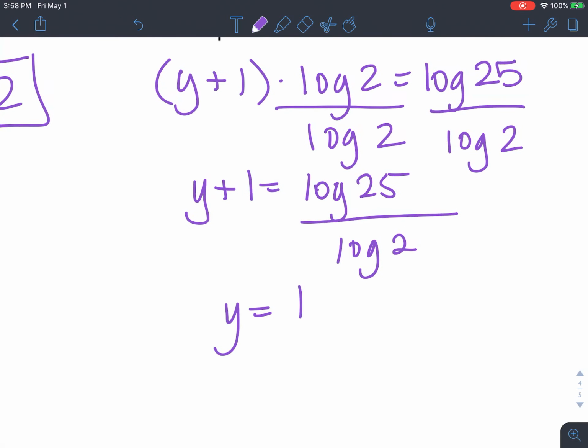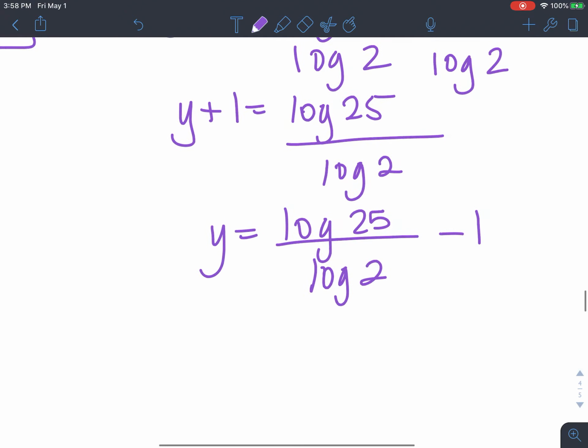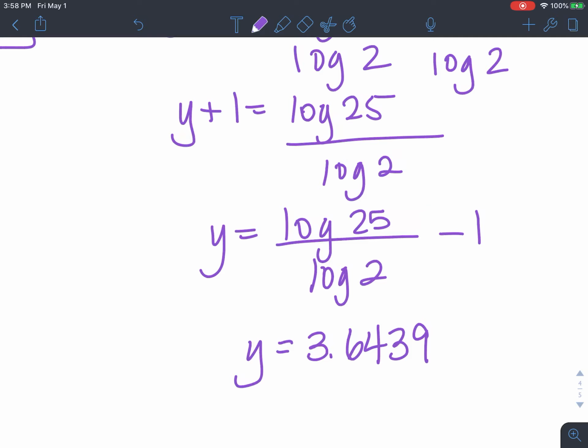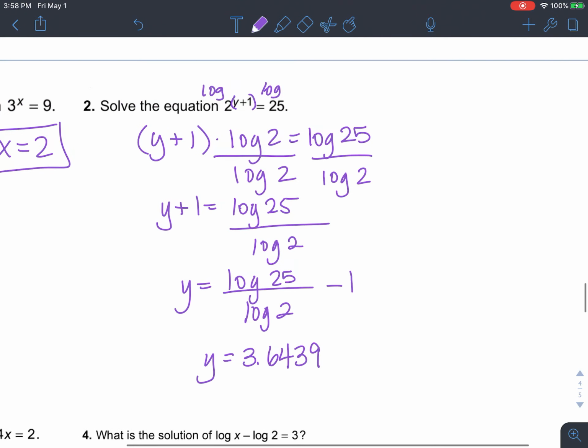And then we'll subtract 1 from both sides. Just be careful typing it in the calculator. But you should get 3.6439. And of course, you can always type it back in.